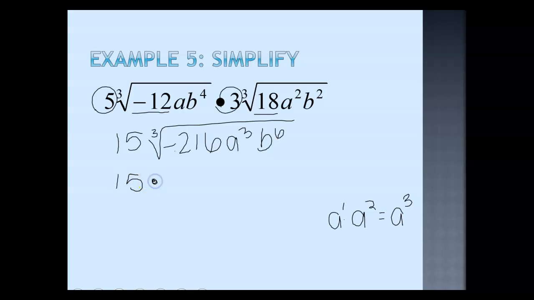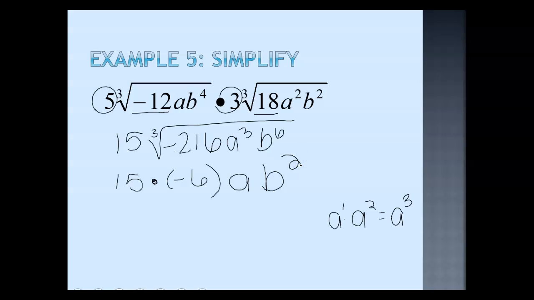So you have 15 times negative 6 because you're allowed to take a negative cube root. The cube root of a negative number is just negative. It's the cube root, so you need sets of 3, so it's a. And if it's b to the 6th, you need sets of 3, so it becomes b squared.